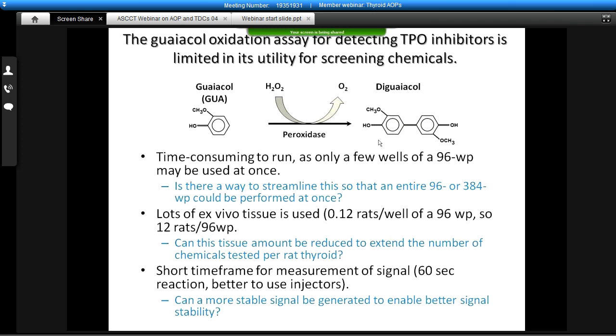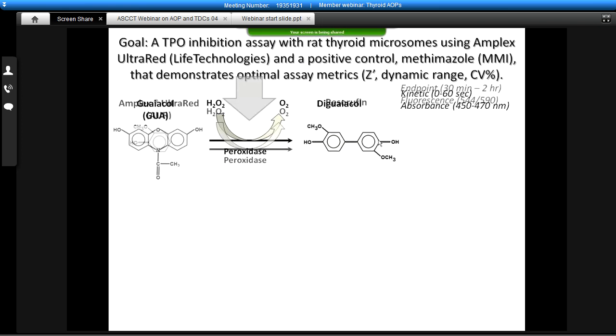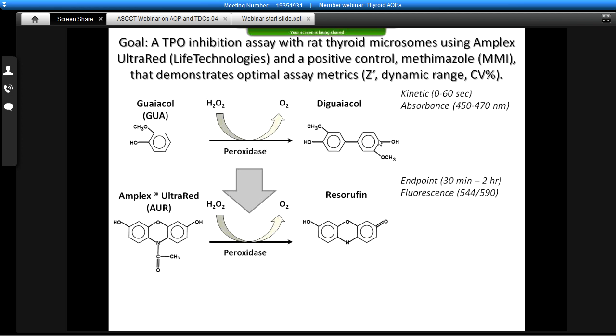And finally, we'd really like an assay that wasn't kinetic. So we'd like a stable signal. Part of the problem with the guaiacol assay is that the diguaiacol product is not stable. It can revert to guaiacol or be further metabolized, and that's why only a few wells of a 96-well plate can be performed at once. So the goal was to replace this chemistry with something more suitable to screening.